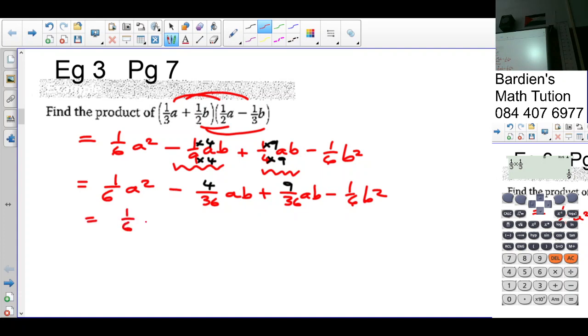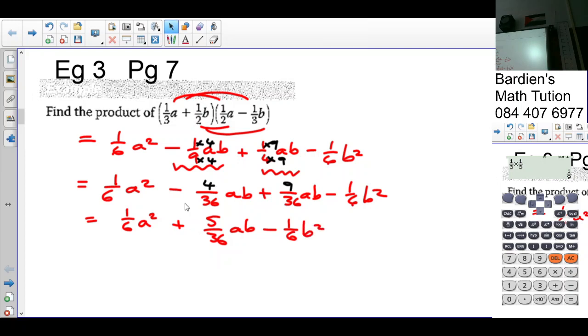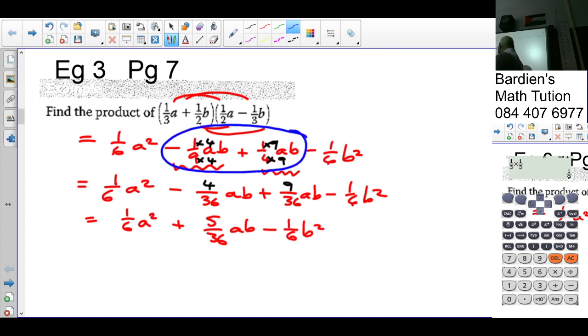So the denominators are the same, so I can add the numerators. So negative 4 over 36 plus 9 over 36 is positive 5 over 36 ab minus 1 over 6 b squared. Now say you couldn't have done that, or you don't know how to do LCM and all of those things, which I'm sure you guys will be able to do. We could have put that in the calculator as well.